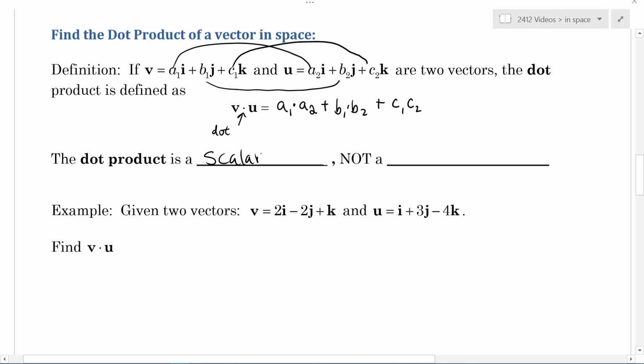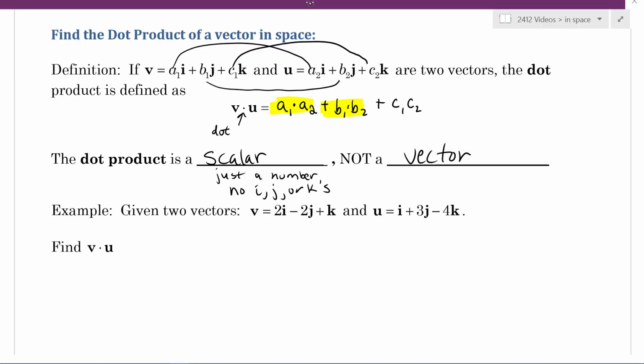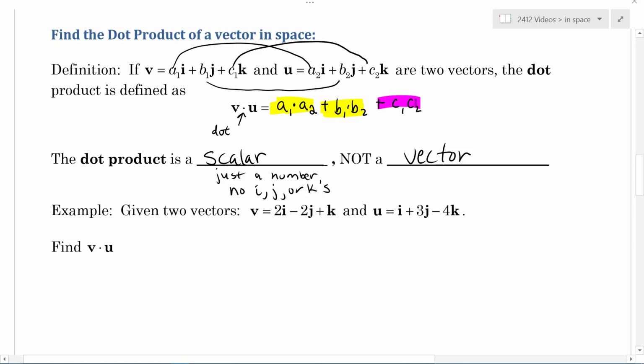This dot product again is a scalar, so just a number, not a vector. So that means when you get your answer for these, there are no i's, j's, or k's in your answer. You'll notice that the formula again is exactly the same as it was before, but now since we have that third number in front of k, we're going to do the same thing we did with the first two numbers. We're going to do the same thing with the third number. So really not a different formula, nothing new, just doing the same thing we did before, but adding on a third component.